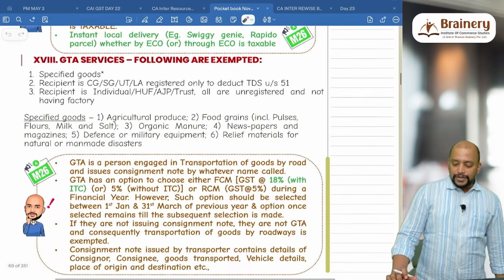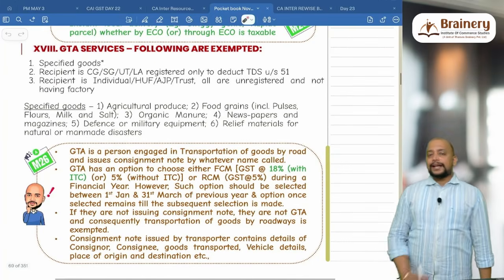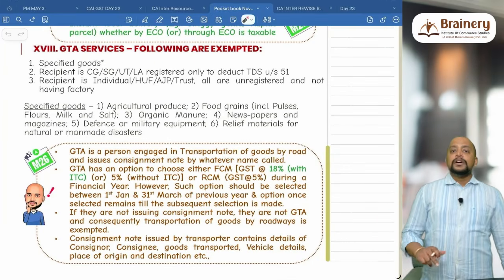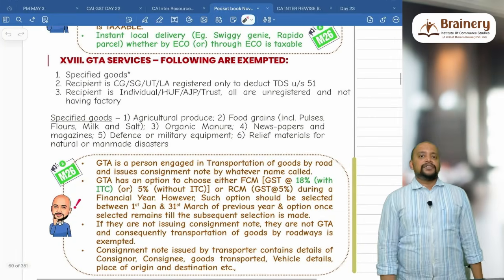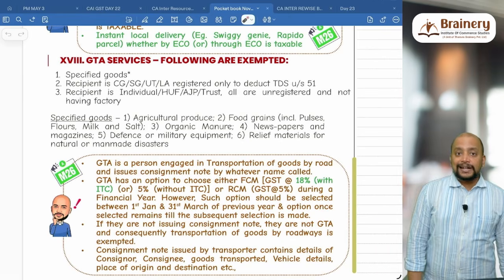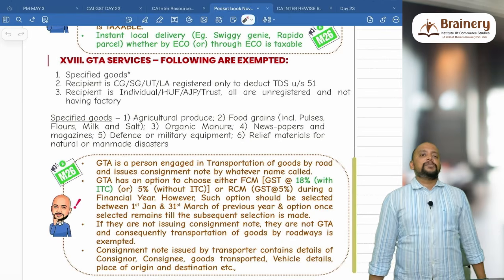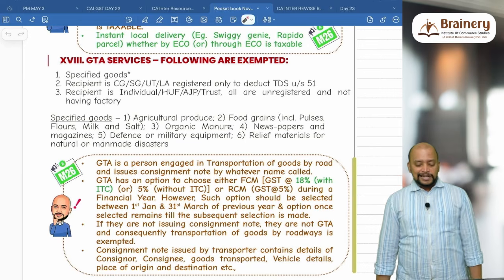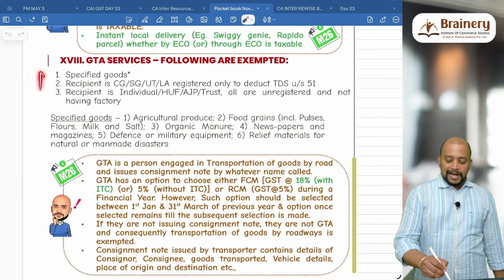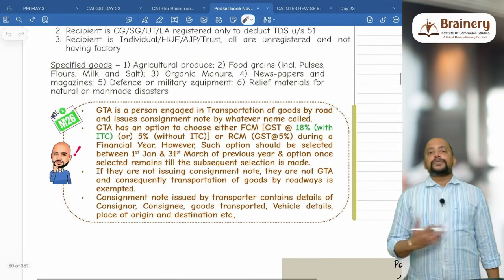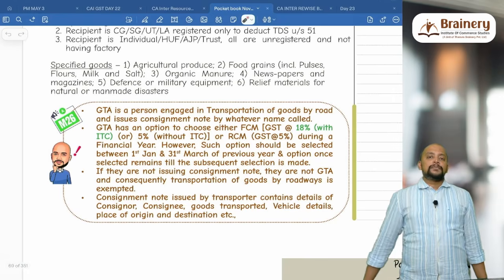Then for GTA, goods transport agency, we have 3 exemptions: transportation of specified goods, or if the recipient is an individual, HUF, AOP or trust, not having a factory and they are unregistered, or if the recipient is registered only for deducting TDS, then it will be exempted. These are the 3 exemptions. And GTA has 2 options to pay GST under FCM or RCM.